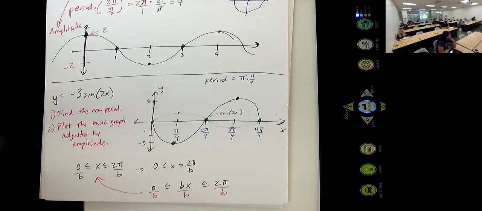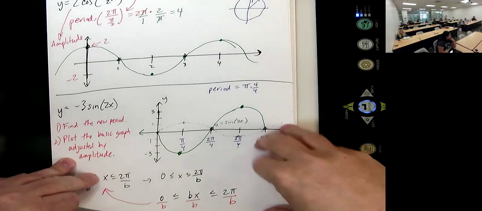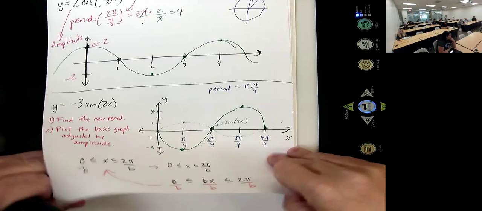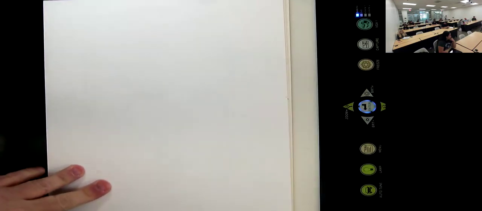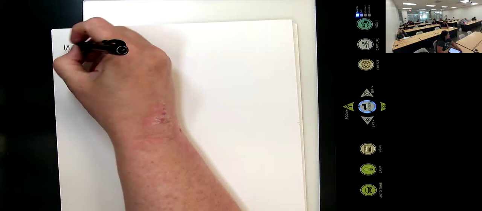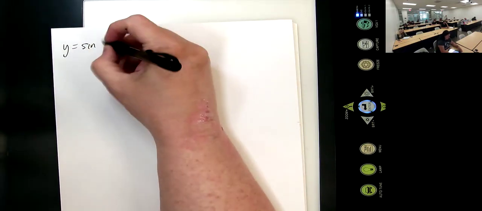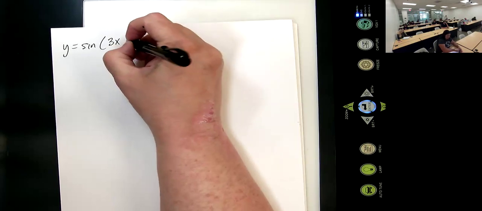Alright, so let's kick it up a notch. Let's look at adding some more to it. Let's do, I don't know, y equals, we'll just keep the amplitude the same, sine of 3x plus pi.